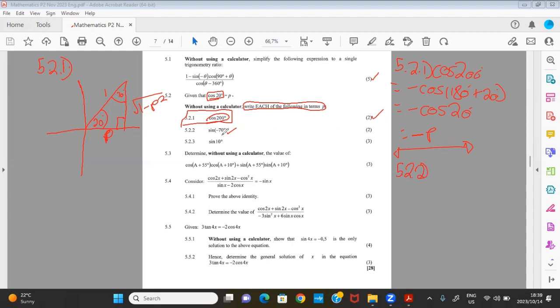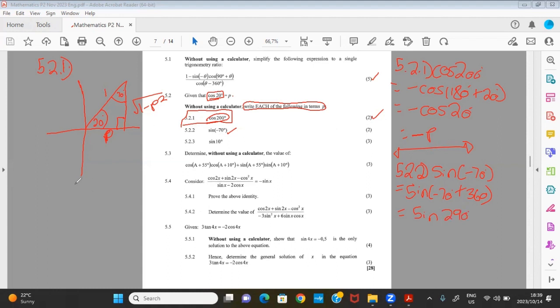5.2.2. We have now sine of negative 70. And they're also offering 2 marks. So we have a negative angle. And what did I say about a negative angle? We are going to add 360. So we are just going to have sine of minus 70 plus 360. And that's just going to give us sine of 290.